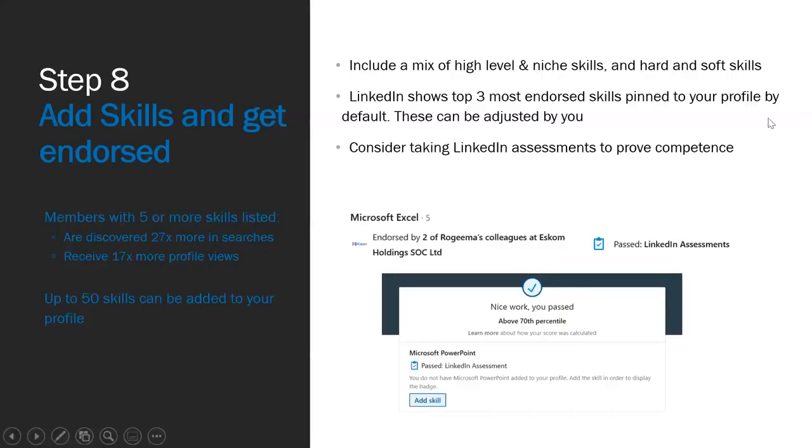LinkedIn will show you the 3 most endorsed skills pinned to your profile by default, but these can actually be adjusted, and I'm going to show you now. There's also something you can consider doing, which is LinkedIn assessments to prove competence. As you can see here below, I did a LinkedIn assessment on Excel. This is a test that LinkedIn gives you.